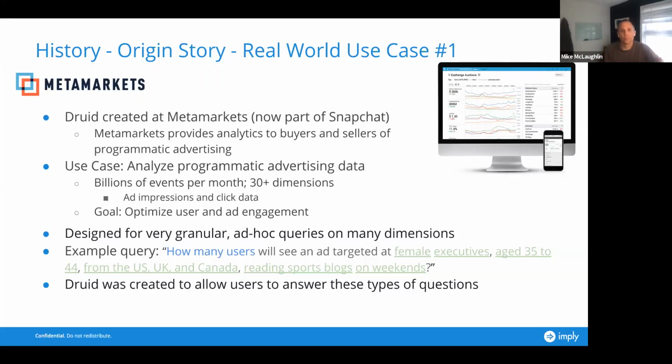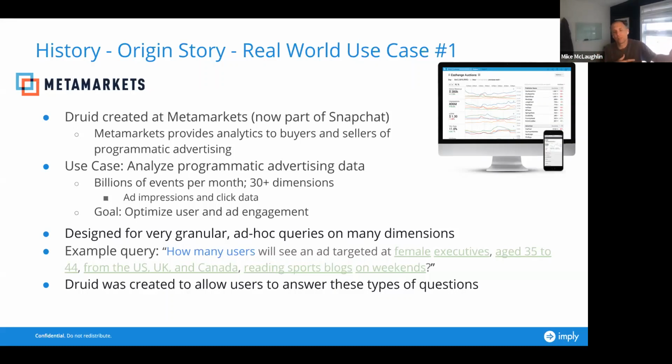They're very self-service. So I'm an advertiser, and I'm trying to figure out if I target this specific ad at female executives who are between ages 35 and 44 and are in the US, UK, and Canada, and they read sports blogs on weekends. If you think about all those kinds of attributes, doing that level of detail in a query is not something that, if you're doing pre-aggregations and all this kind of work up front, responds very quickly typically. And so being able to answer a question like that is what Druid was really built for. It was built to allow you to make changes and look at that.